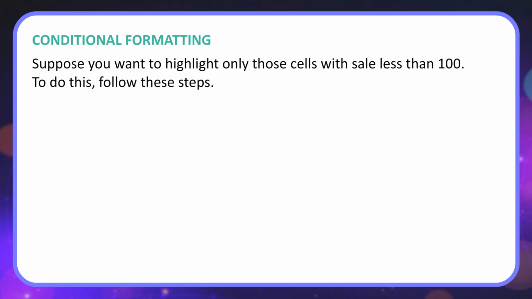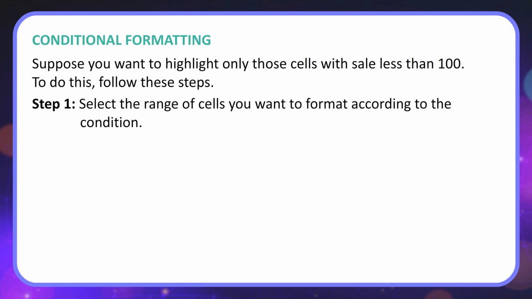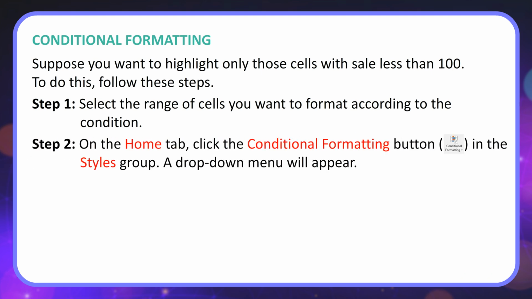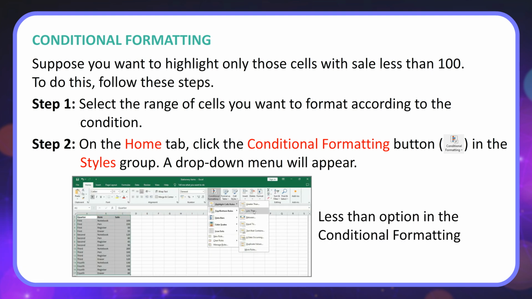Suppose you want to highlight only those cells with sale less than 100. To do this, follow these steps. Step 1. Select the range of cells you want to format according to the condition. Step 2. On the Home tab, click the Conditional Formatting button in the Styles group. A drop-down menu will appear. Less than option in the conditional format.